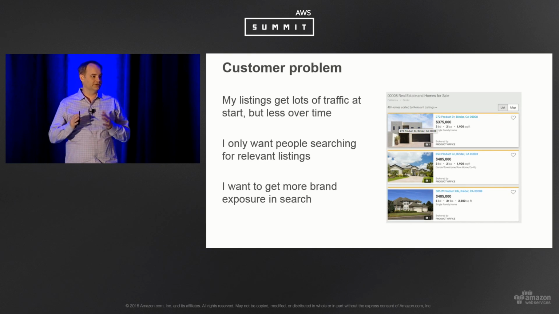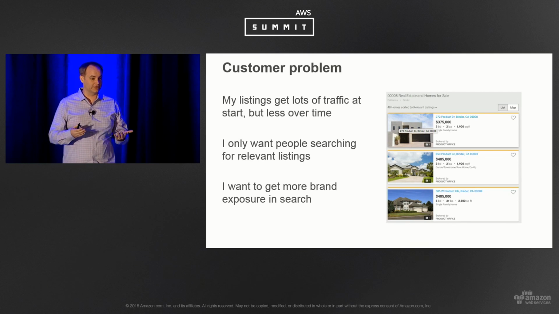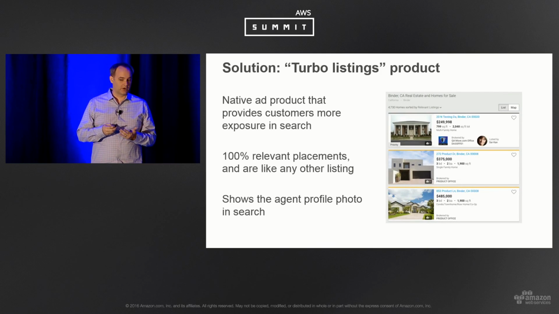Now, if you're an agent, you could buy more exposure for your listings, but you really only want people who are interested in those listings to see them. You don't want people who are searching in Palo Alto to see listings from San Jose. And if you're an agent, you also might want to get more brand exposure in search. So these were the problems that we wanted to solve with the product that we launched.